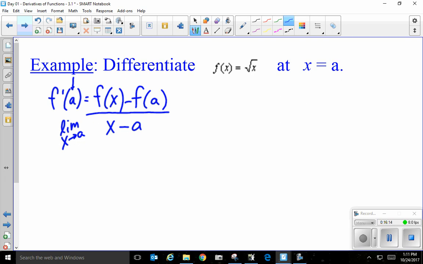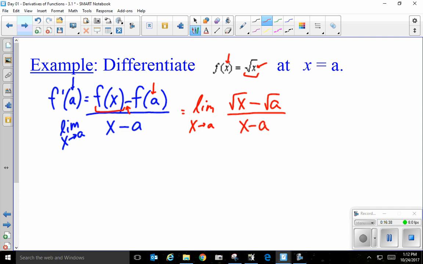Now, I'm going to take the function f of x, which is given to me right here. So that's the limit as x approaches a of the square root of x minus the function with a in it. So if I put an a here, don't I have to put an a here? Radical a all over x minus a.